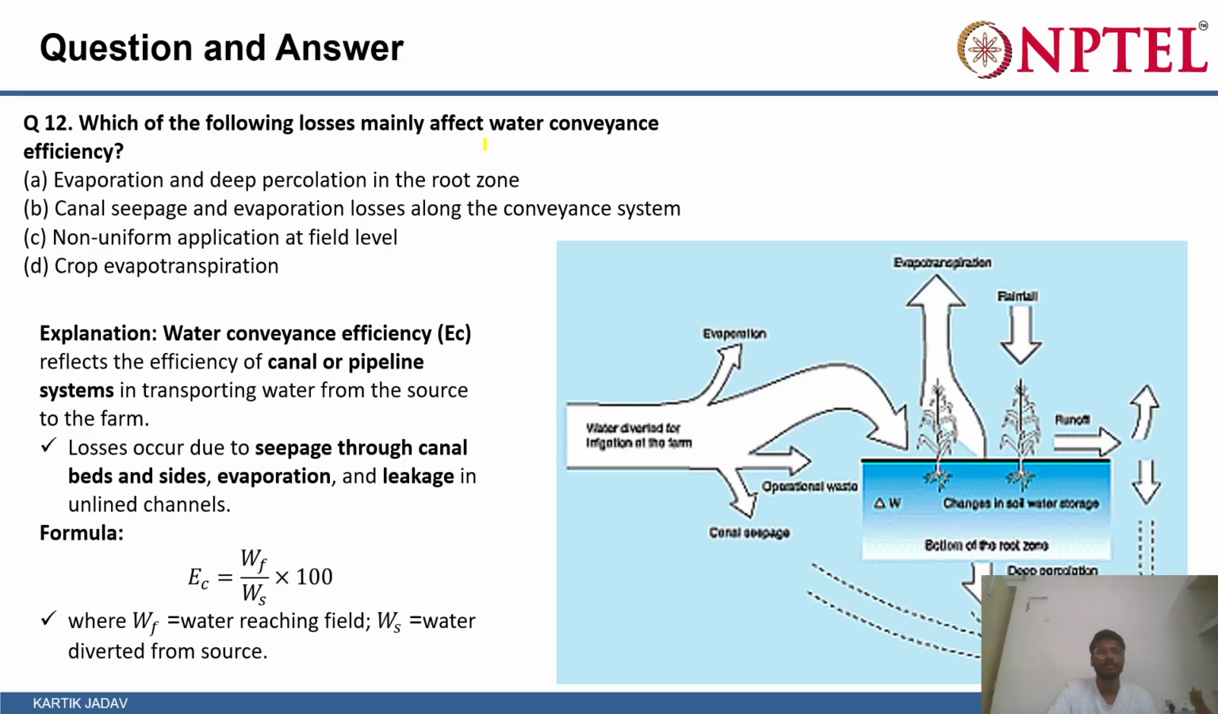Question number 12. Which of the following losses mainly affects the water conveyance efficiency? So you know that water conveyance efficiency is the ratio of the water that we have at the farm to whatever water we have diverted from the source. Basically it includes the losses from the canal system or any supply system that we use to divert that water from the source to the field. So like canal seepage and evaporation losses along the conveyance system. Option B is the best match.